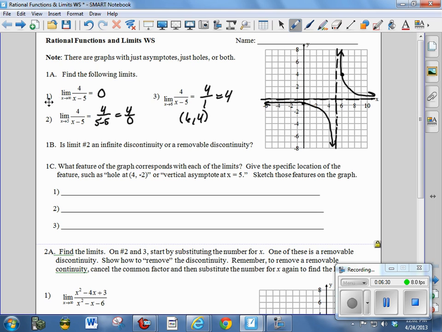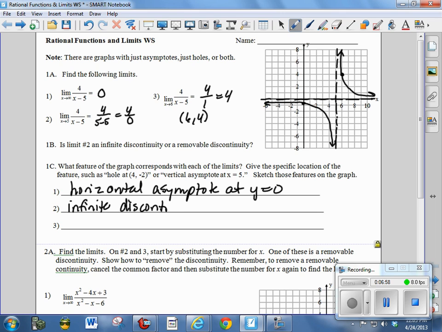So when I ask what feature corresponds with each of the limits: when the limit as x goes to infinity equals 0, that tells me I have a horizontal asymptote at y equals 0. For the second limit, I plug in 5, I get 4 divided by 0. This tells me I have what's known as an infinite discontinuity.